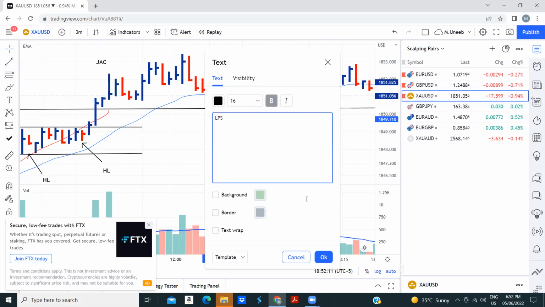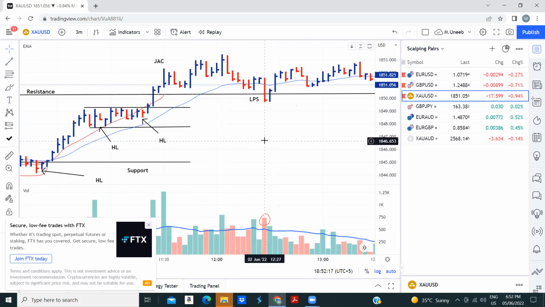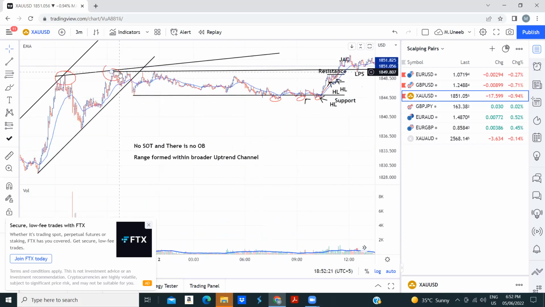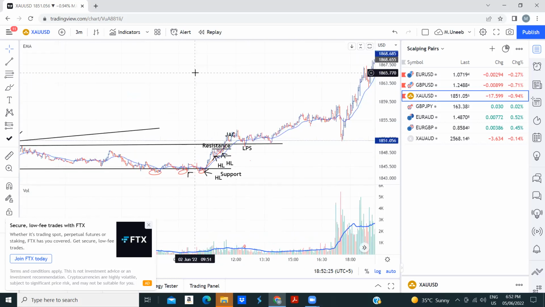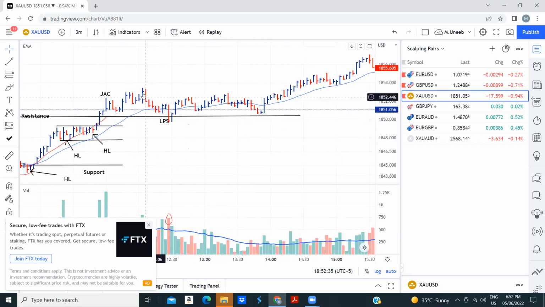If this is jump across the creek, then this is what? Accumulation. LPS, right? Last point of support. Okay, good. And you see, how is everything making sense here? This is resistance right from here, and this resistance becomes the next support. And then after this LPS, the price again does what? The price rises again, and it does what?